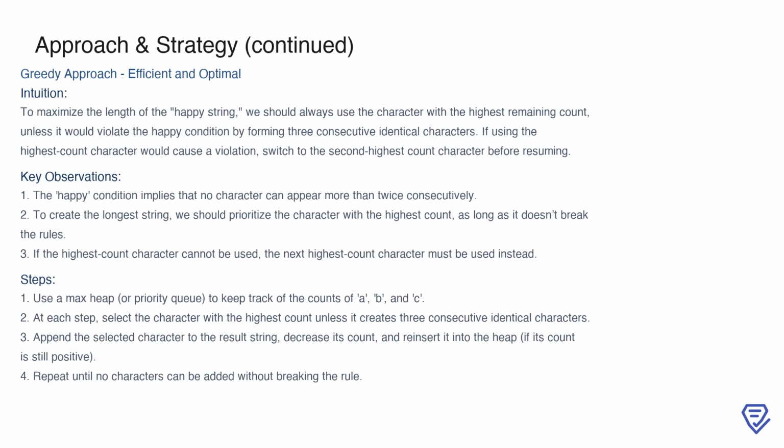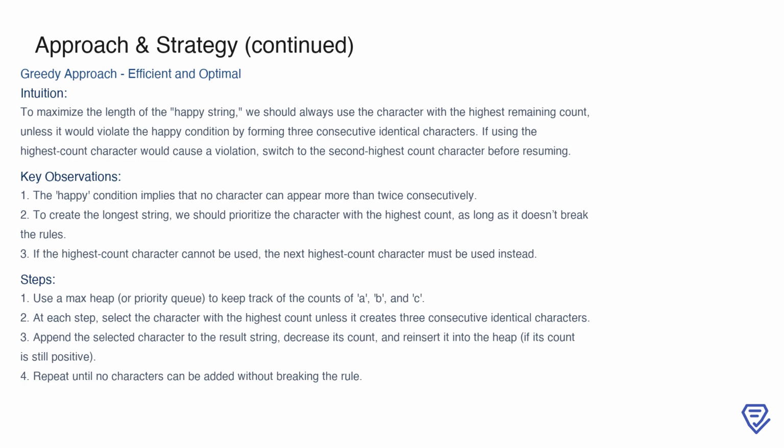A more efficient solution is the greedy approach, which is both practical and optimal. The key intuition here is that to maximize the length of the happy string, we should always aim to use the character with the highest remaining count, unless doing so would create three consecutive identical characters. If that happens, we switch to the character with the second highest count. This strategy is guided by several key observations. First, the happy condition requires that no character appears more than twice consecutively. Second, to achieve the longest possible string, we must prioritize the character with the highest count, as long as it doesn't violate this rule.